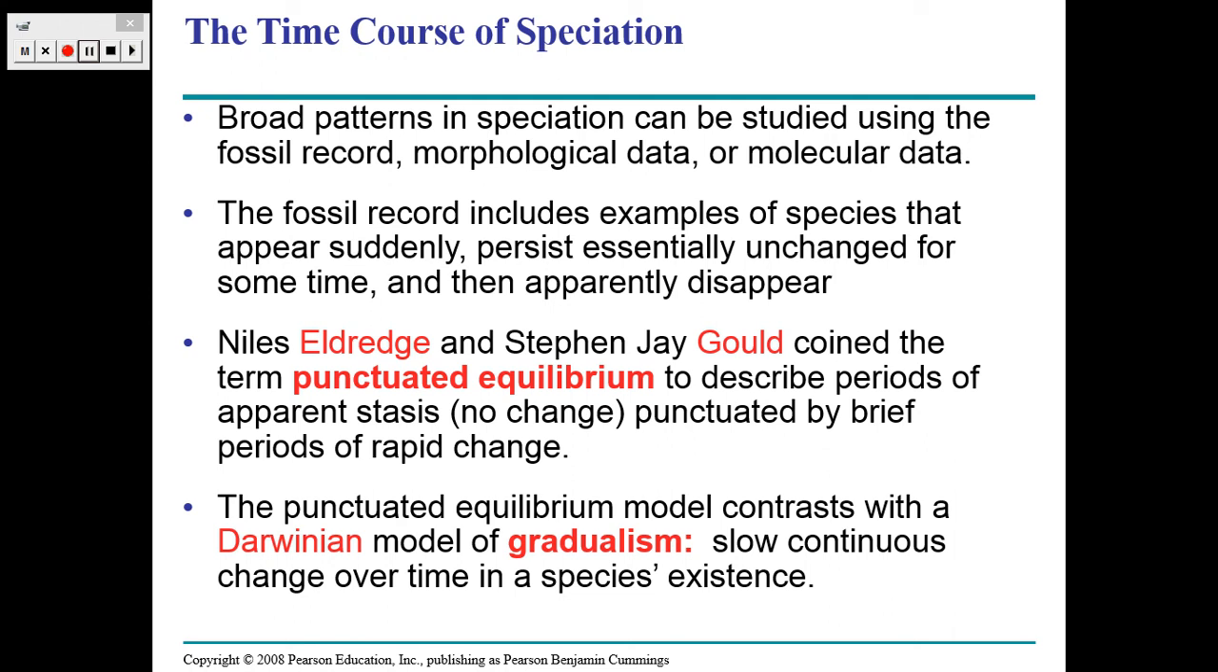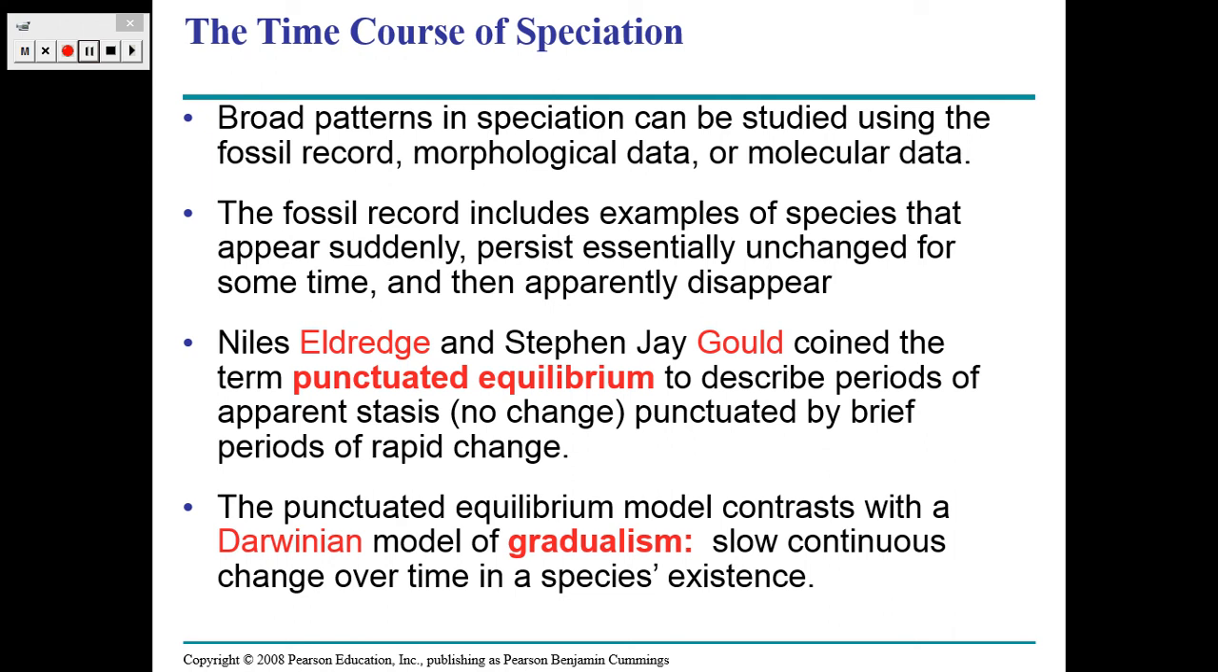Now, the fossil record is kind of hard to look at because the fossil record includes examples of species that appear to have appeared suddenly. They persist unchanged for a really long time, and then they disappear. And so it's really hard to look at a fossil record and determine what's going on.